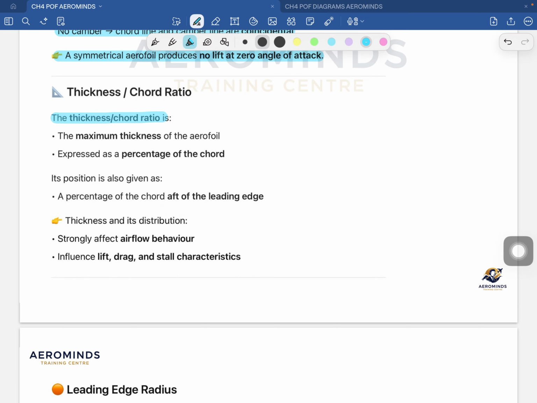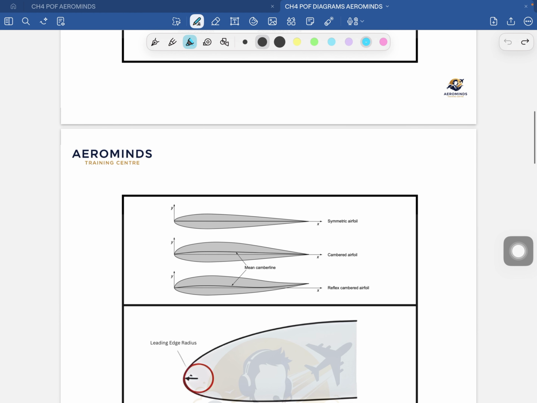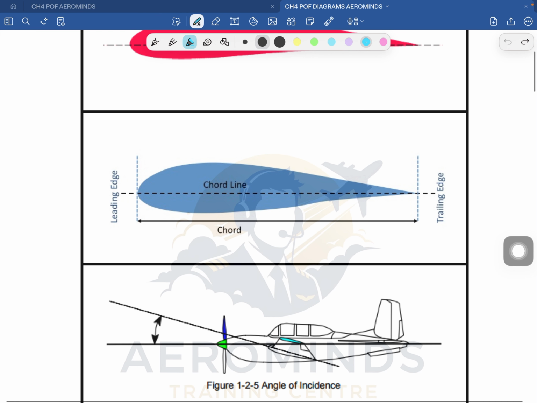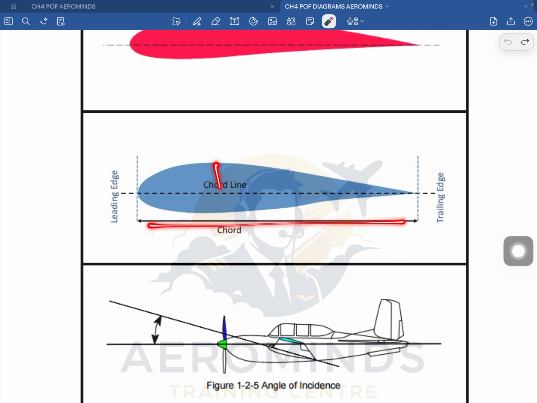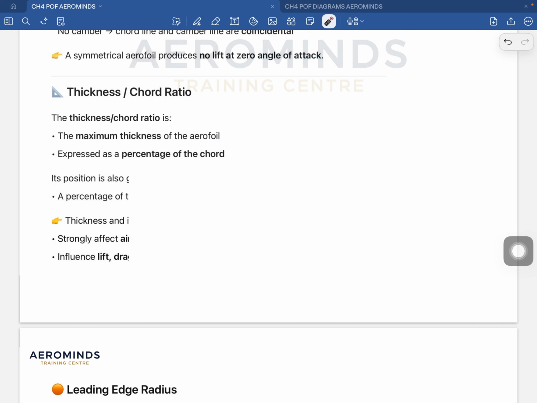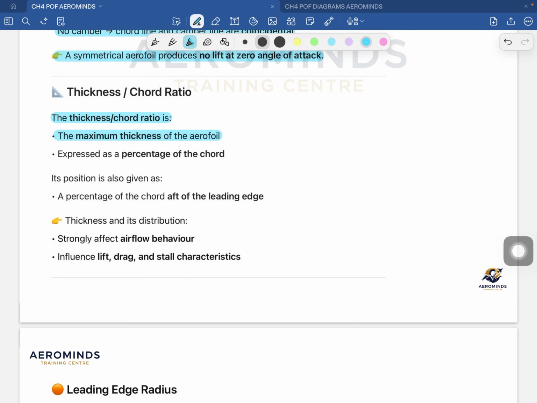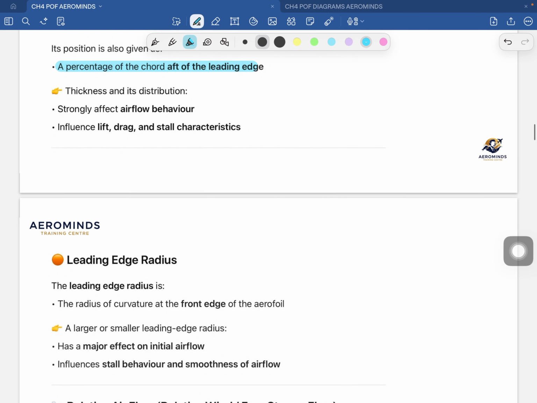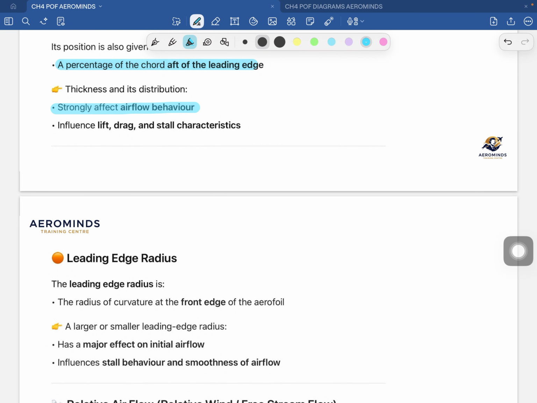The thickness to chord ratio is the maximum thickness of the aerofoil. Now, what is a chord? Chord is this. Remember, this is the chord, and this is the thickness. It is expressed as a percentage of the chord. Its position is also given as a percentage of the chord aft of the leading edge, and thickness and its distribution strongly affect the airflow behavior and influence the lift, drag, and stall characteristics, LDS.